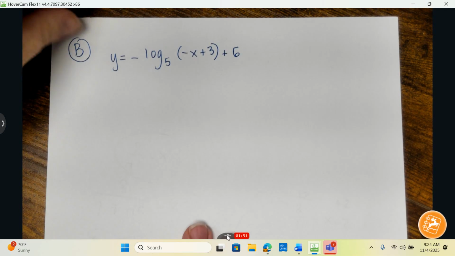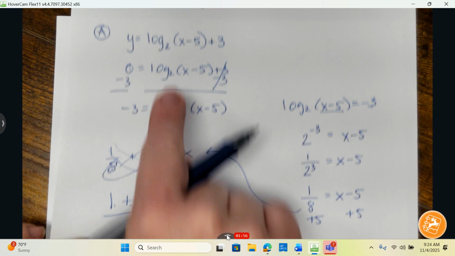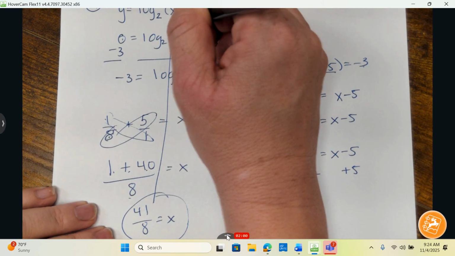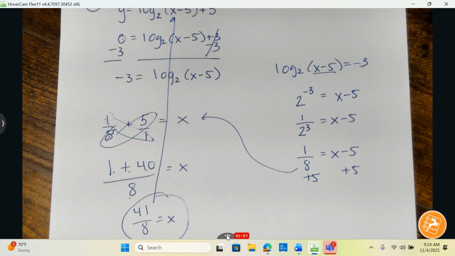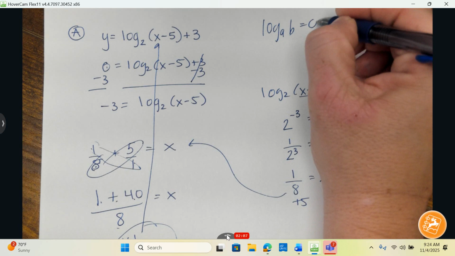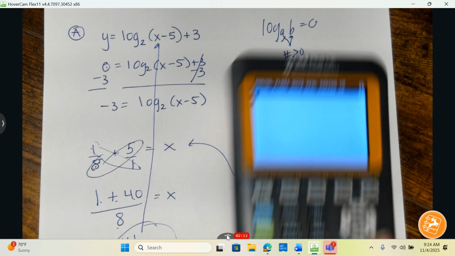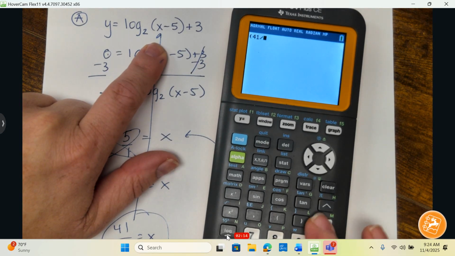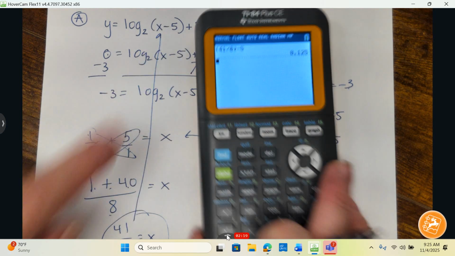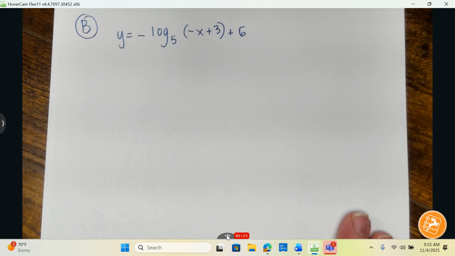Okay, but before I go into part B, I do want to remind us that when we get this value, we always have to go back up and make sure that it's not an extraneous solution. So when I plug this value in here, remember when we look at log base a of b equals c, these two values have to always be greater than 0. So I'm going to test that right now. In parentheses, I have 41 divided by 8, and I'm going to subtract 5. I can see that I still have a positive value. That means that this value does work.